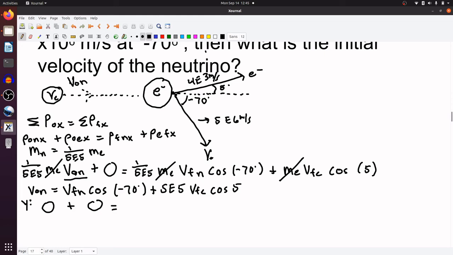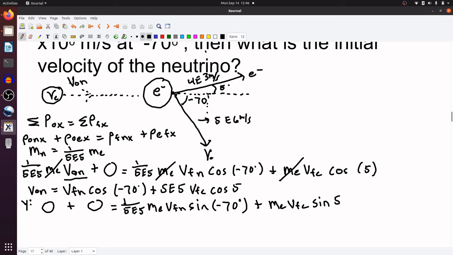Then we'll have 1/5e5. So remember, we have to find the mass of our neutrino, so I take it with respect to the electron, m_e, times the final velocity of my neutrino, and now we use sine of negative 70, because we need the vertical component that's going down right there. Plus m_e, final velocity of my electron, v_fe, sine of 5.